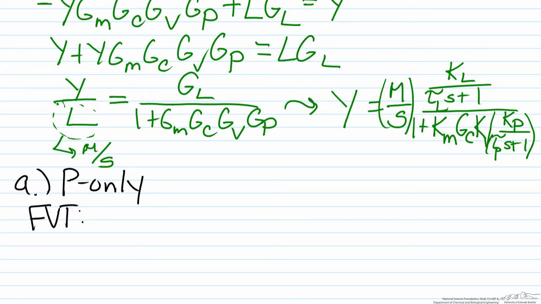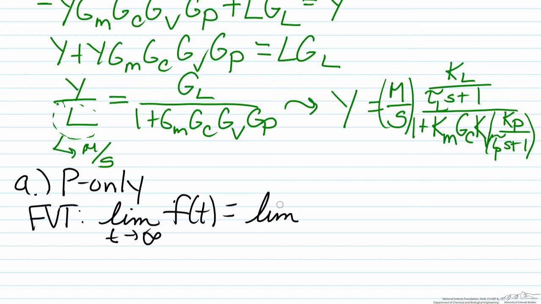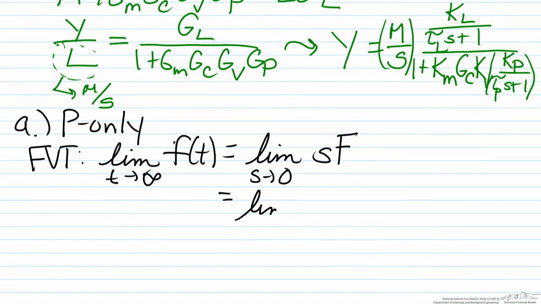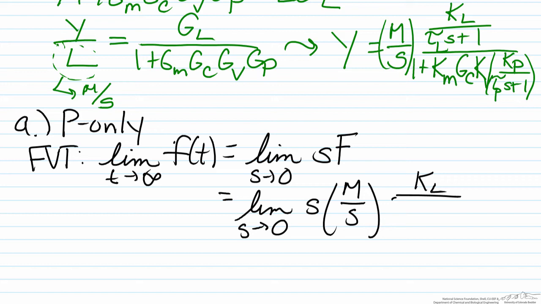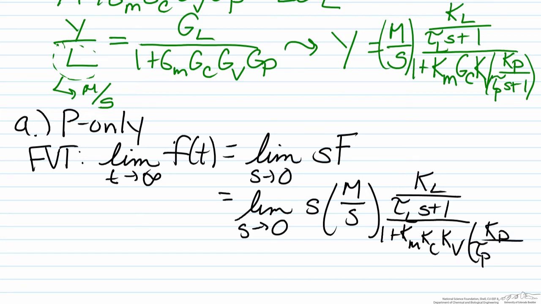And the final value theorem states that the limit as t goes to infinity of a function equals the limit as s goes to 0 of the function in the Laplace domain, s times F. So what we'll do is evaluate our function in the s domain, since that's where we are right now. So this will be the limit of s times M over s times KL over tau L s plus 1, divided by 1 plus KM KC KV times KP over tau P s plus 1.